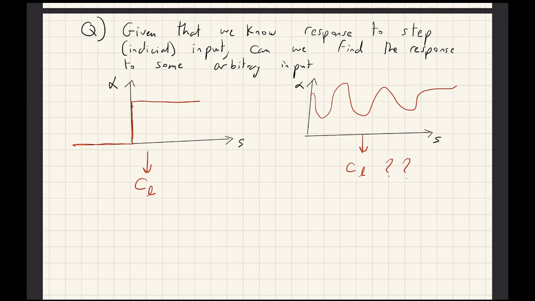Now, for linear systems, which we are working with here, and remember, all the models we've worked with thus far are linear, if you know the output response to some step input, then you can back out the unsteady response due to any input.